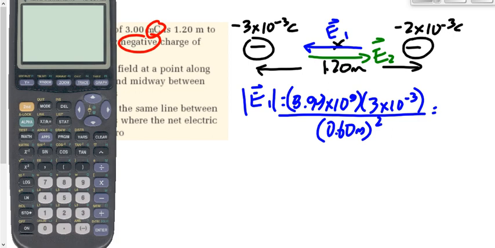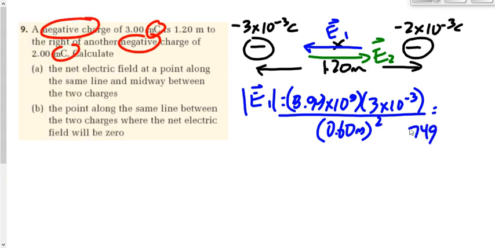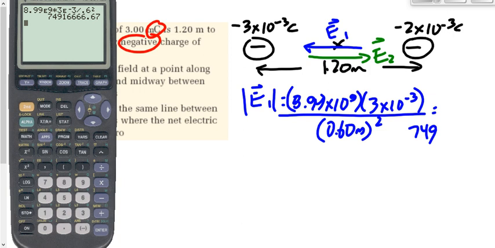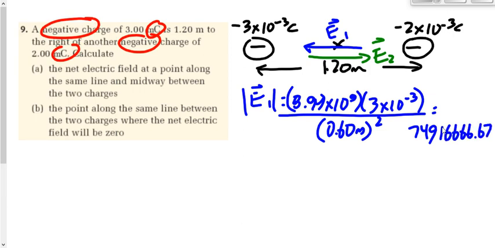Well, I don't know what we get when we do that. What is it? 8.99 times 10 to the 9 times 3 times 10 to the minus 3 divided by 0.6 squared. 749.1 newtons per coulomb. If you find the value of E2, find it the same way, right? But our charge would be 2 times 10 to the minus 3. For this one, I think we get 499.